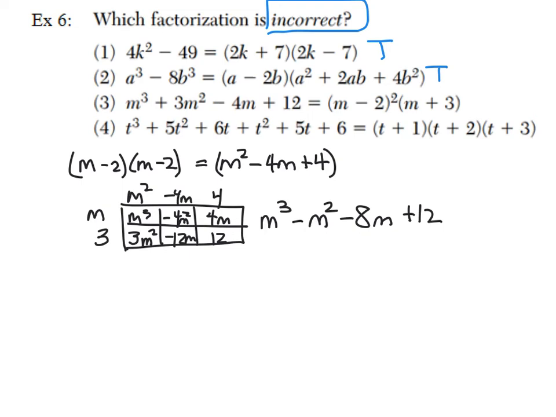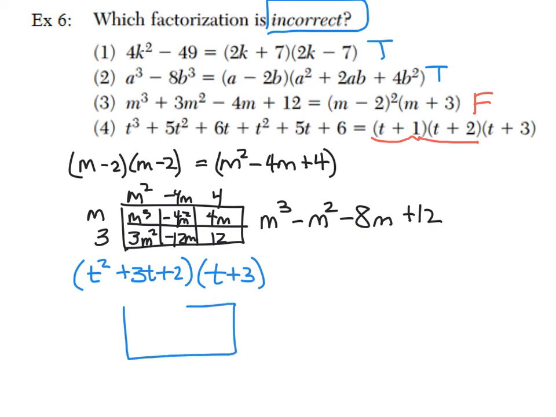And clearly I see that this does not match, so this is looking like a false statement. Let's just check number 4 before assuming that number 3 is the incorrect one. I'm going to do it the same way. Let's multiply these two together. So that's going to give me t squared plus 3t plus 2 multiplied by t plus 3.